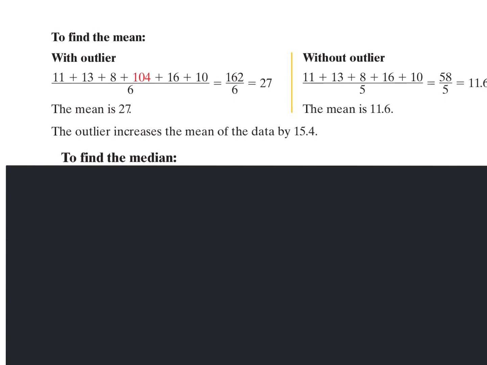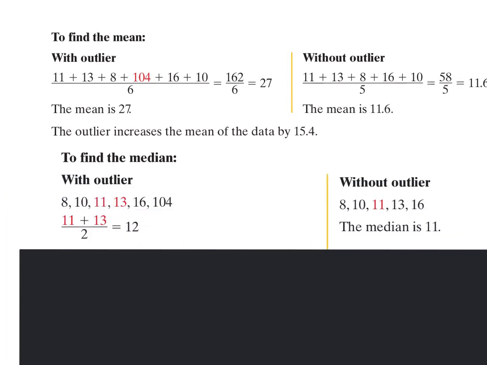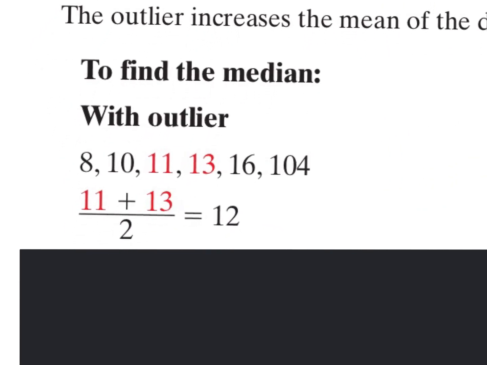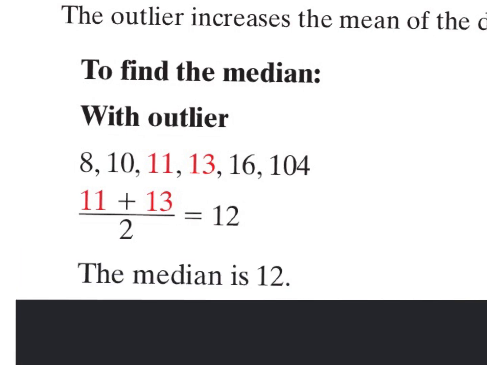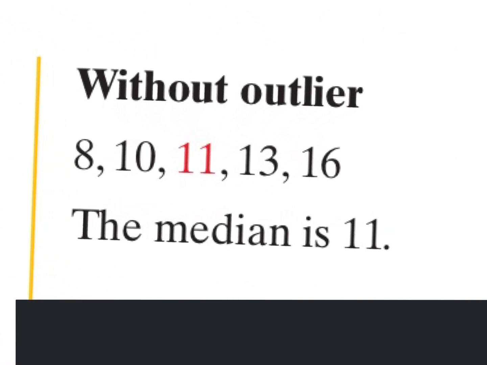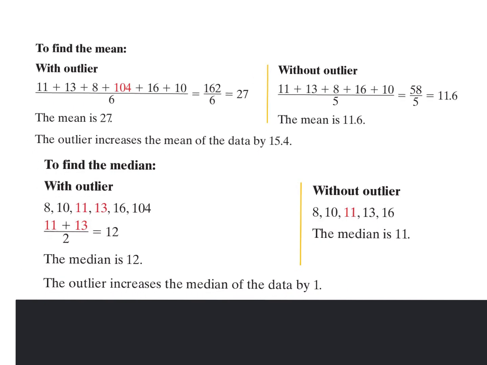And that's why we're going to show here the median, and the median is not going to be as affected by that outlier. So for the median, with the outlier, we have 2 middle numbers. We average those, we get a median of 12. Without the outlier, we have 1 middle number, we get a median of 11. So the median was either 12 or 11, but the mean was either 27 or 11.6. So that's why if you have an outlier, it's going to be better to use the median.